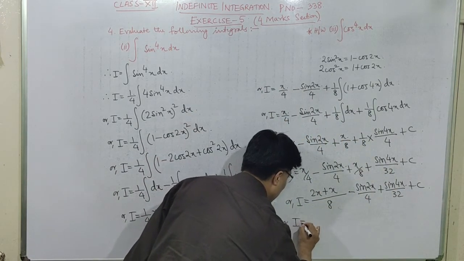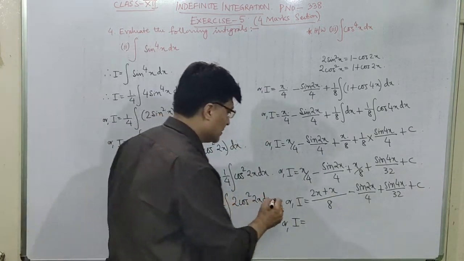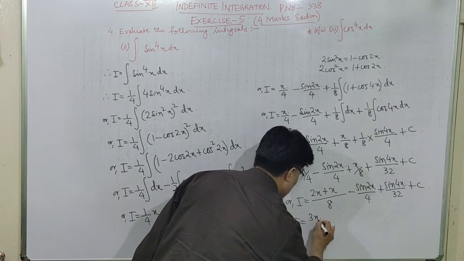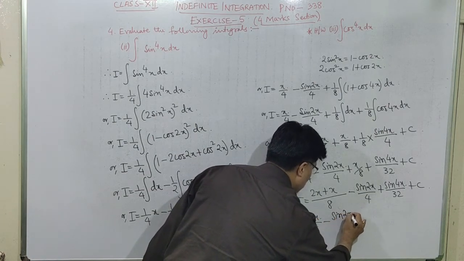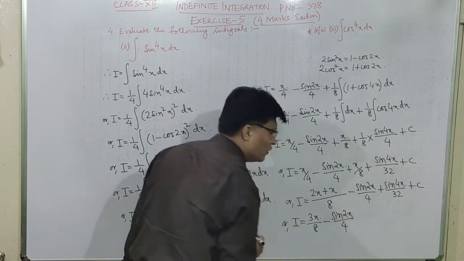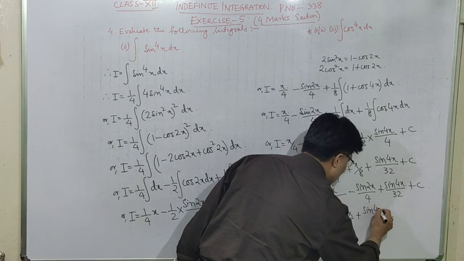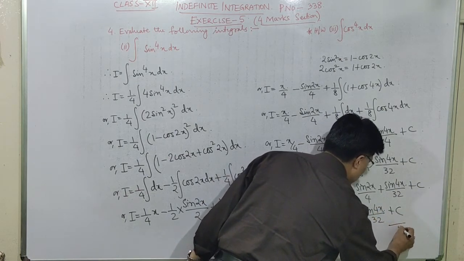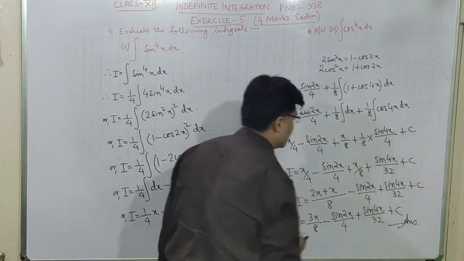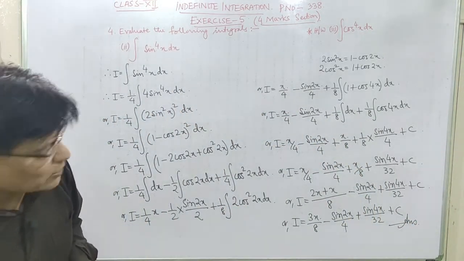So or I is equal to, now what is 2x plus x? That is your 3x. 3x by 8 minus sine 2x by 4, right? Plus what is the third term? Sine 4x by 32, then plus C. So this is the final answer. So I think you have understood it. So you can copy it.